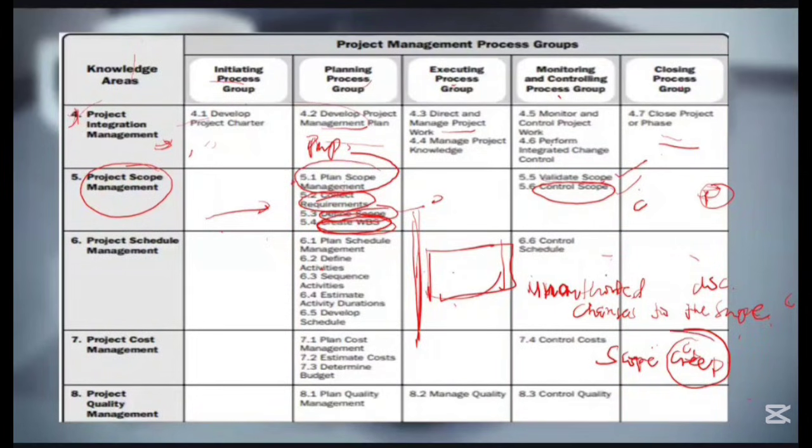Okay, so watch out for this term, scope creep. There's a question on that. We'll come talk about it again. That is done at the control scope. Protect the scope. Make sure everything that comes in is what you have to do. There's a proper approval. That is all the work we do under scope management. Now let's go to schedule management.